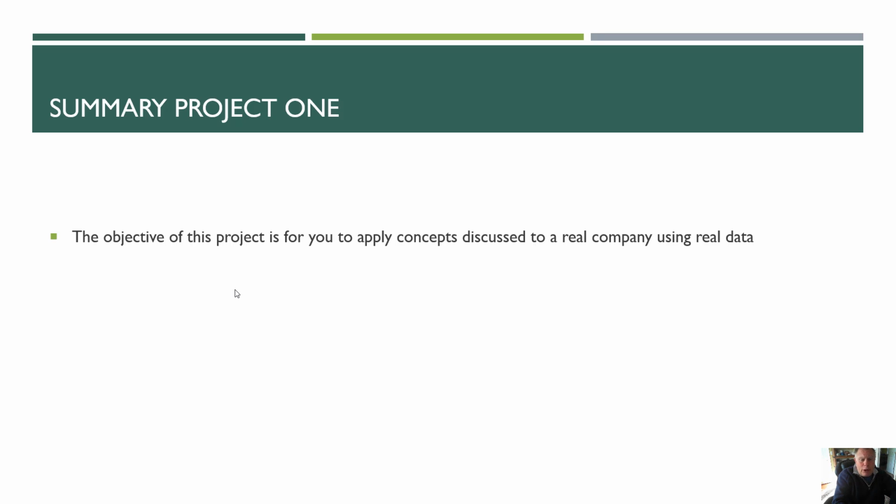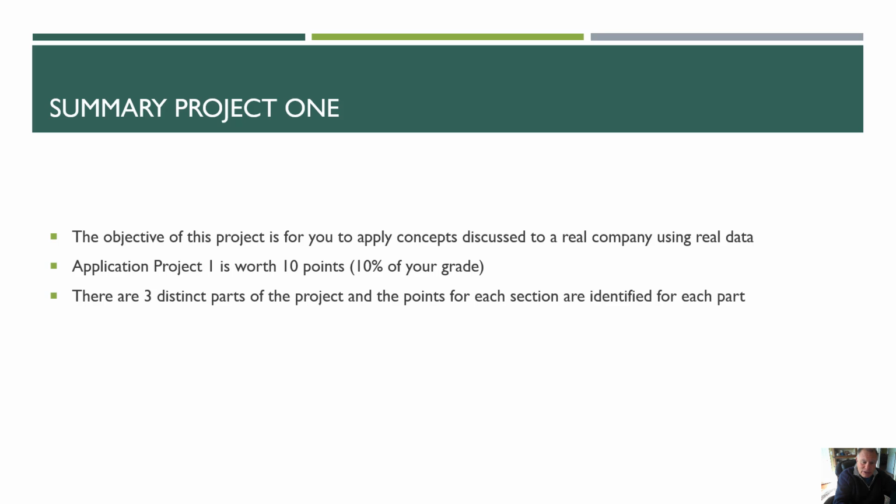The objective of the project is for you to be able to apply the concepts that we discussed in class to a real company using real data. Application Project 1 is worth 10 points or 10% of your grade, so please consider it within that context. There are three distinct parts of this project, and the points and instructions for each of them are identified. It's due no later than 11:59 on June 4th, 2020.